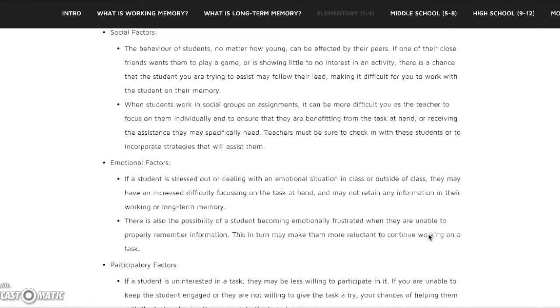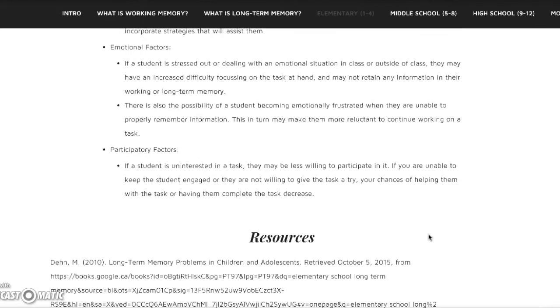An emotional factor: there is a possibility of the student becoming emotionally frustrated when they are unable to properly remember information. This in turn may make them more reluctant to continue working on a task. And a participatory factor is that if a student is uninterested in a task whatsoever, they may be less willing to participate in it. If you are unable to keep the student engaged or they are not willing to give the task a try, your chances of helping them with the task or having them complete the task decrease.